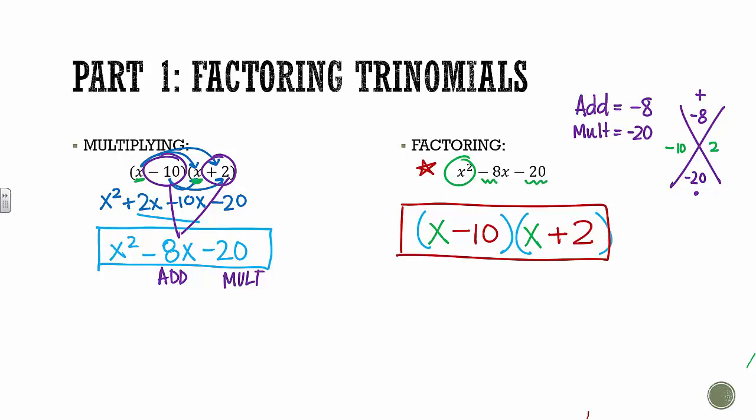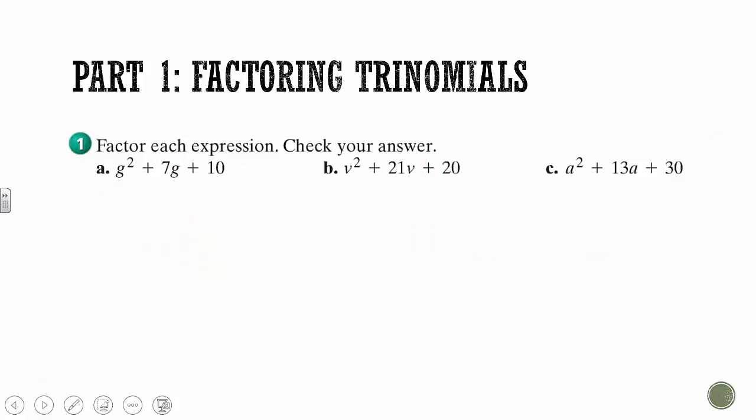So that's what we're going to be doing. So let's see if we can do it. Factor each expression, and then we can always check our answers by double distributing and see if we end up with what we started with. So this guy here, we have g's instead of x's, which is no big deal. But when I factor, I know it's going to fit this pattern. I know it's going to have g times g here to give me this g squared. Now I somehow have to get a 7 and a 10 out of this.